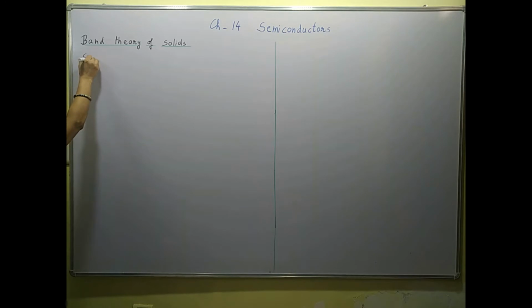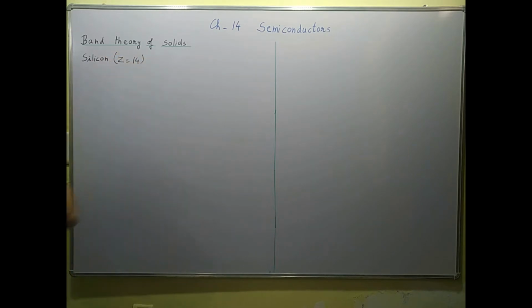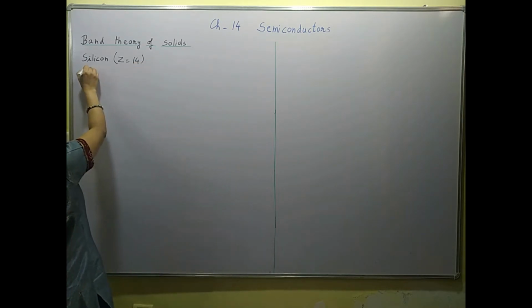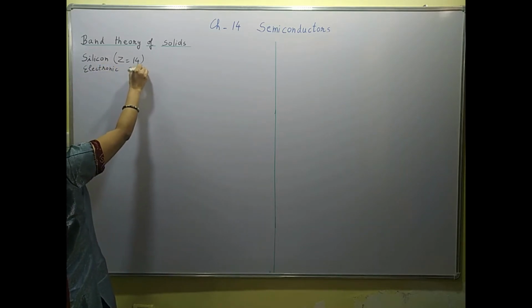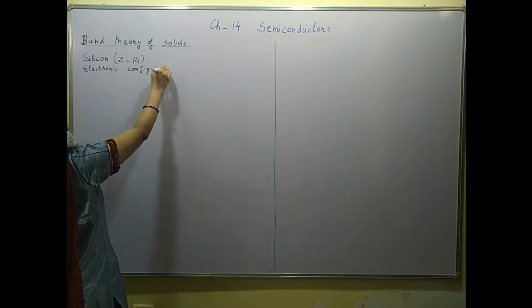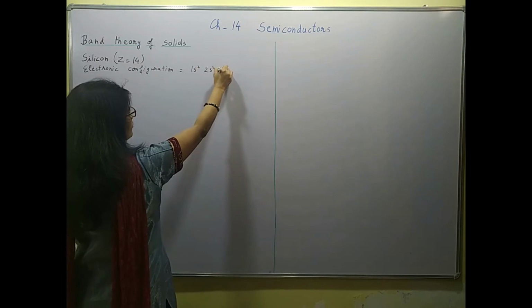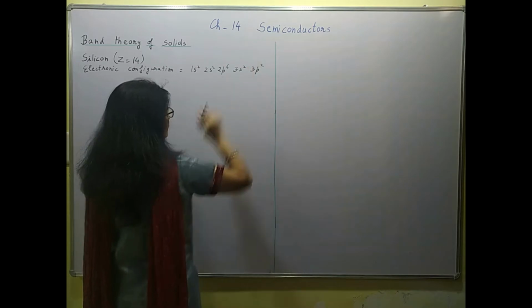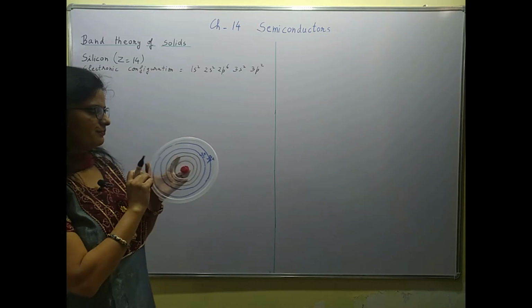This is 1s2, 2s2, 2p6, 3s2 and 3p2 if we are talking about the silicon atom. Because we know that the silicon atom has atomic number 14. So what will be its electronic configuration? The electronic configuration will be 1s2, 2s2, 2p6, 3s2 and 3p2. So suppose this is your silicon atom.